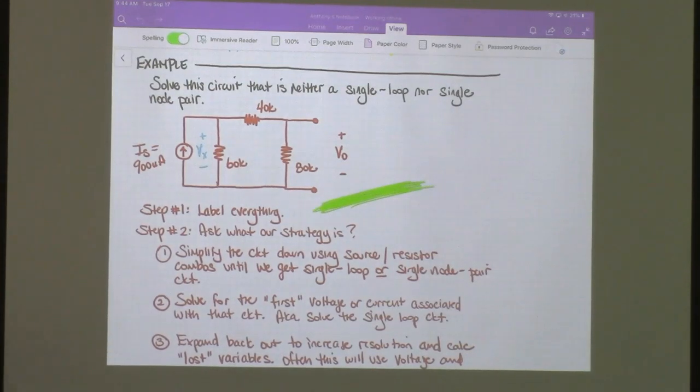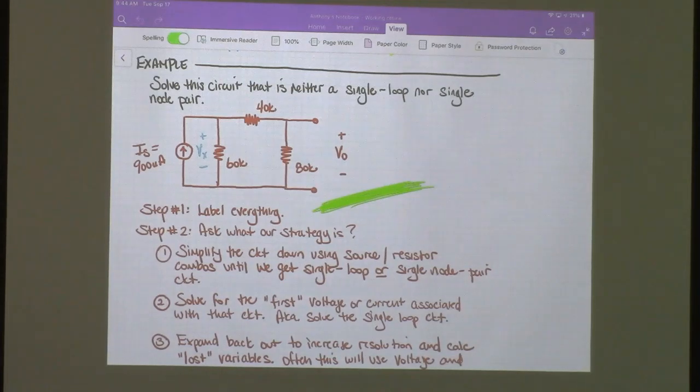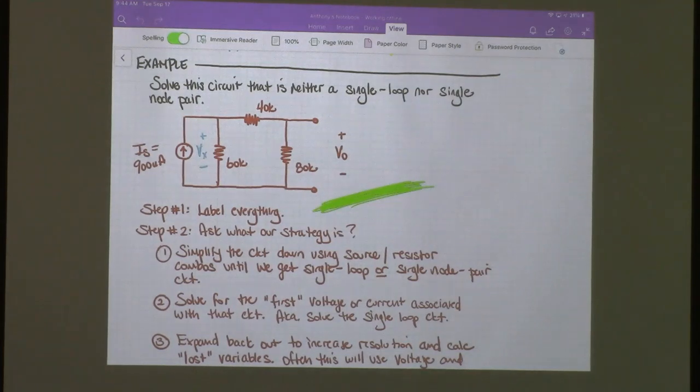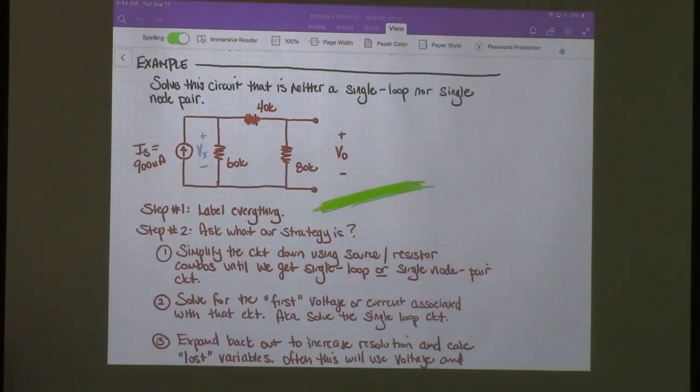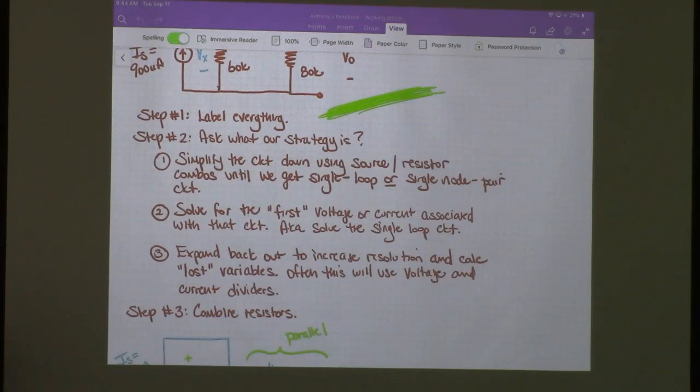So I did, however, still write down the steps in solving it. Like all of our problems, the first step is going to be to label everything. We want to make sure that we have a good idea of what are the values that we know, and what are the values that we don't know. Next, we're going to talk about our strategy. As you can see here, the strategy in these 3 steps is what we just said. We're going to simplify the circuit down, combining resistors and sources together. That's the reason why we spent some time talking about that in last class.